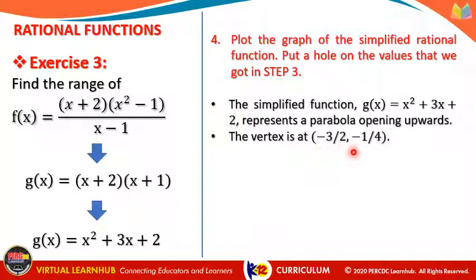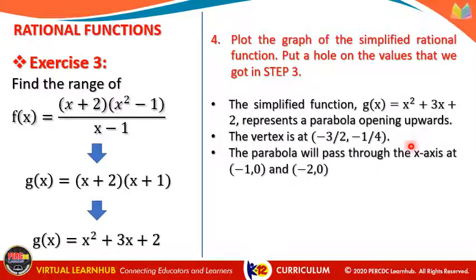Again, I hope alam nyo pa kung paano kumuha ng vertex. The parabola will pass through x-axis at negative 1, 0 and negative 2, 0. Paano natin nakuha iyon? Paano nakuha yung x-intercepts? Again, di ba? I-equate mo lang yung g of x sa 0 and then solve for the values of x. You'll get negative 2 here and you will get negative 1 here. Kaya nga, you have negative 1, 0 and negative 2, 0.